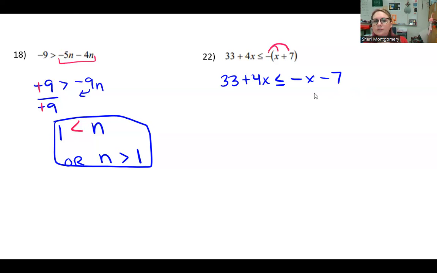Now I have variables on both sides and I have constants on both sides. Constants are just numbers without a variable. Anytime I have variables on both sides, and this goes for equations as well, I look for the bigger number. So I have 4 and I have -1. Which one is bigger? 4. So I'm going to bring that over here. This is subtracting x. So over here, it will be adding x. 4 plus 1 is 5.